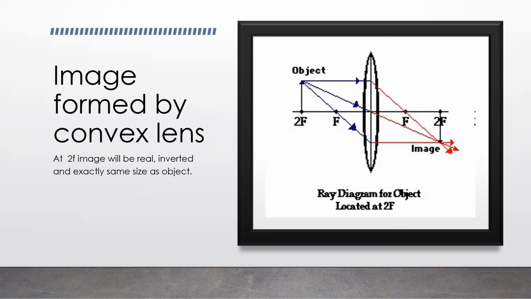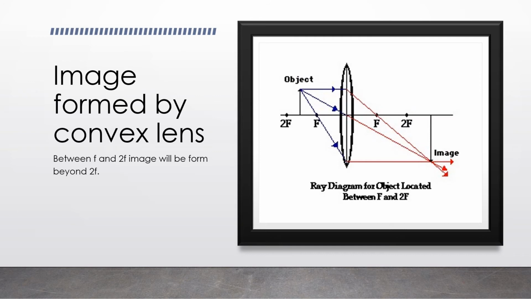So students, we have discussed it at two different distances, but I want to make it more interesting. I am placing my object at another point, between 2f and f. If I place my object between 2f and f, the image will be formed, and you can see that it is much larger than the original object. The image will form in a larger size.